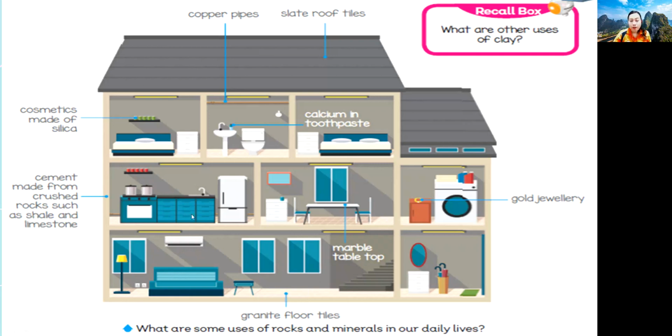And also here in our laundry area, this is gold jewelry, the gold jewelry that we left on the table. This came from rocks also. Remember, gold is a mineral that came from rocks. For a long period of time, they become gold and they become diamond.